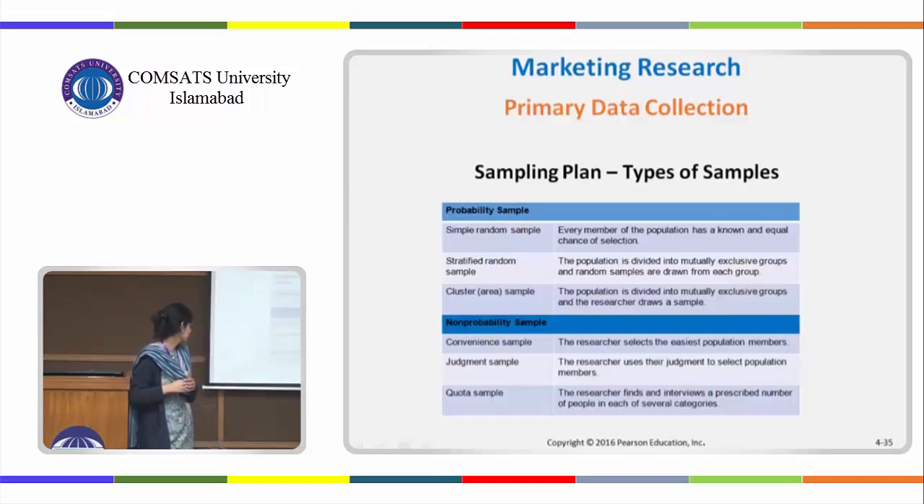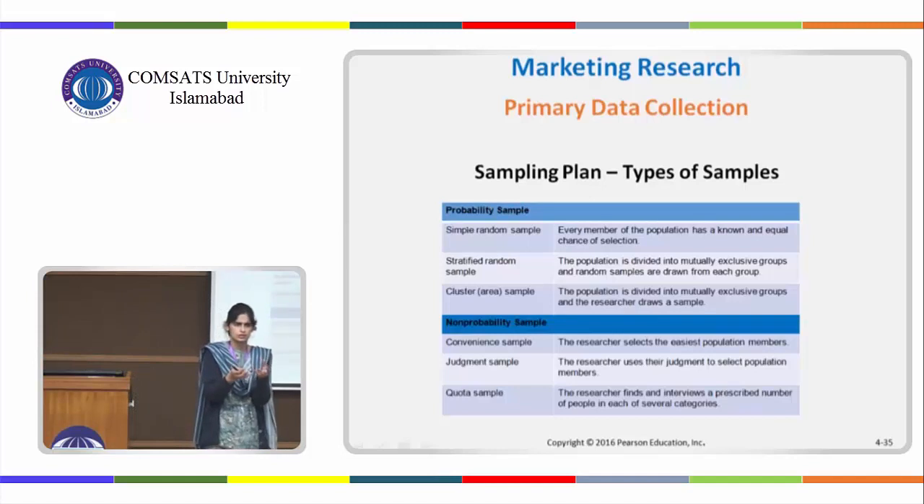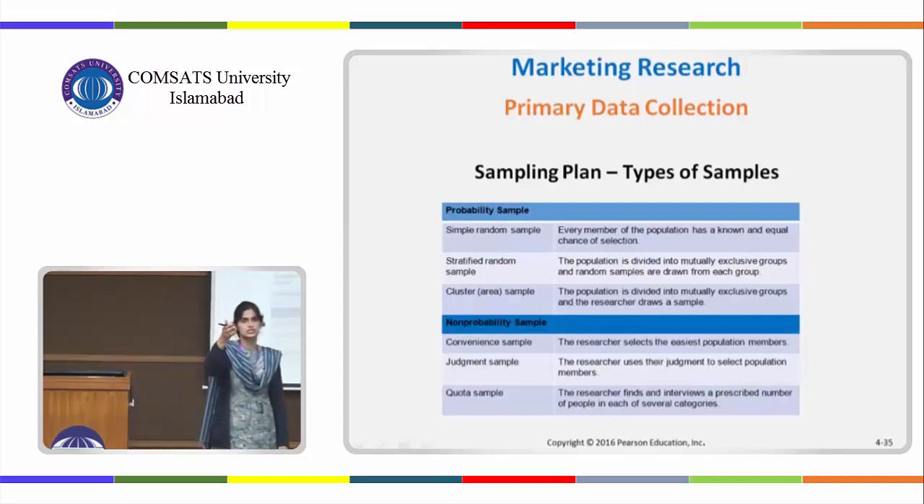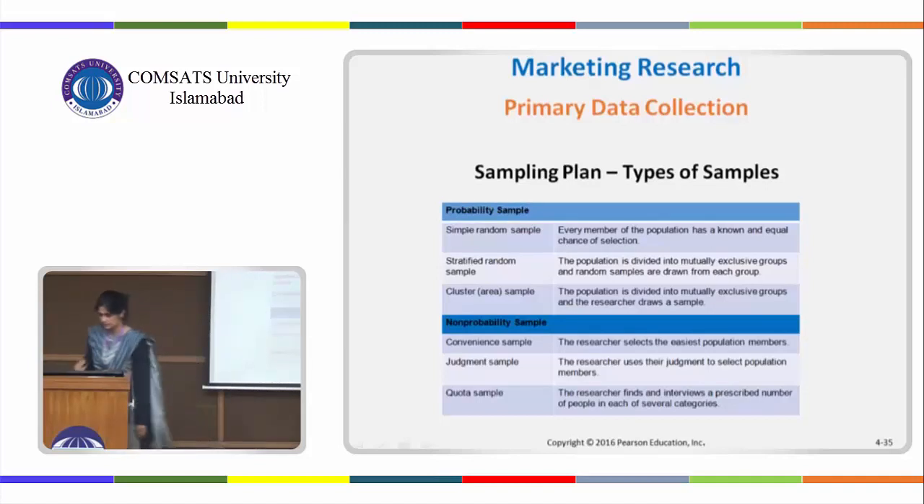I've made my sample. The third one is quota sampling, where the researcher finds and interviews a prescribed number of people in each of several categories. So you make a quota. I would get data from 10 girls and 20 boys, right? That's quota sampling. And there's no probability. Nobody has an equal chance of selection in non-probability sampling. Questions?